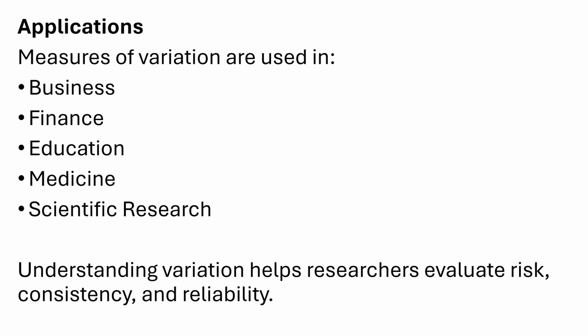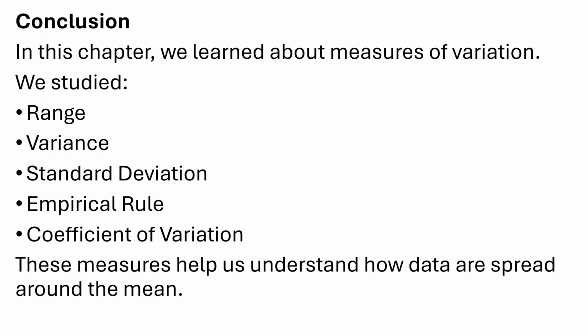Conclusion. In this chapter, we learned about measures of variation. We studied range, variance, standard deviation, empirical rule, and coefficient of variation. These measures help us understand how data are spread around the mean.